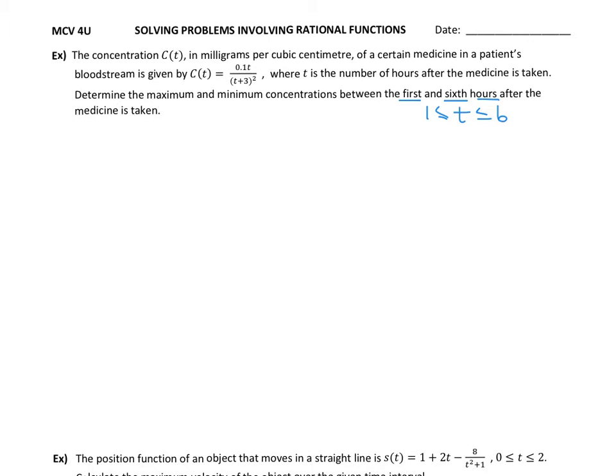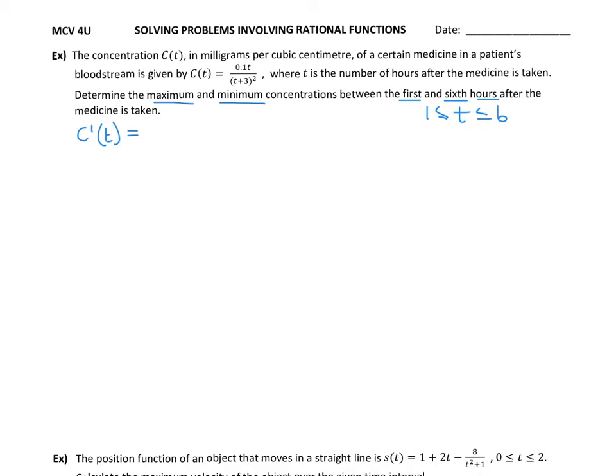So if I want the max and min values, I know I need to find my critical numbers, and my critical numbers occur where the first derivative is equal to 0. So I need to take the derivative of this function. And to do that, we know that the derivative of the function will be the derivative of the top times the bottom minus the derivative of the bottom times the top, all over the bottom squared.